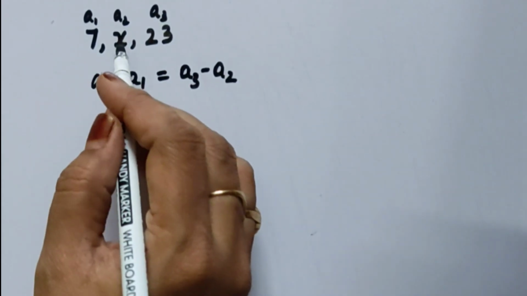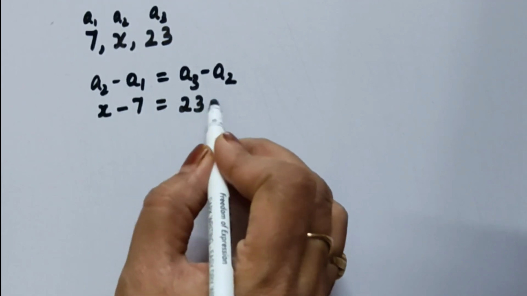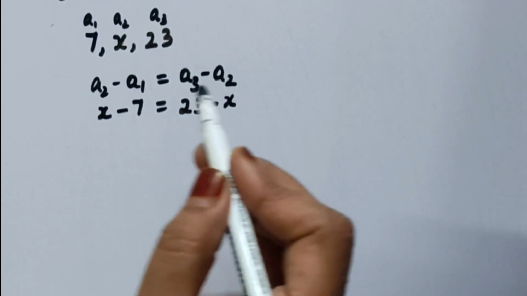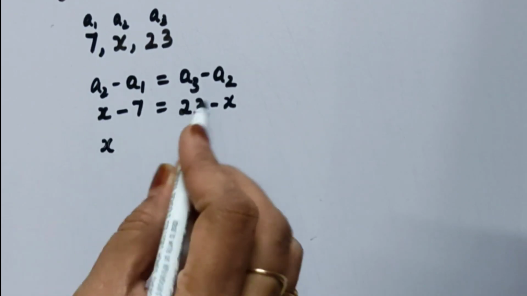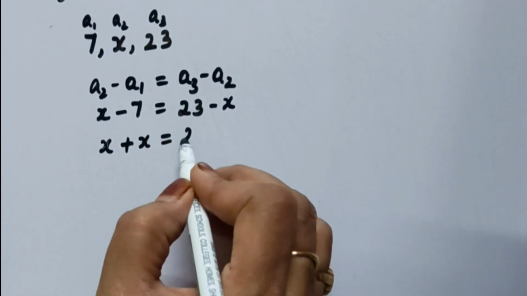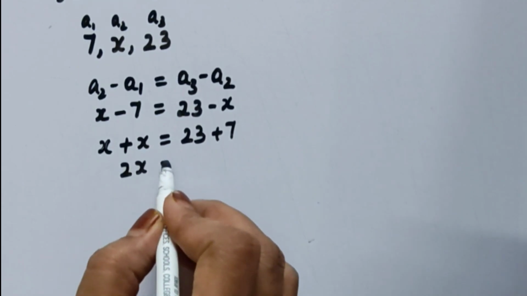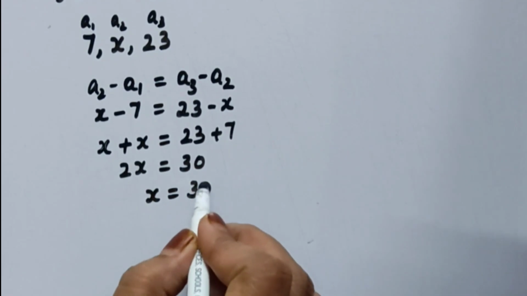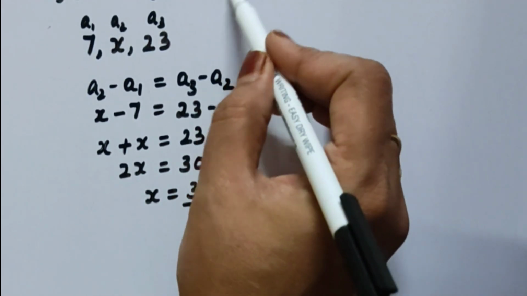Okay. Now what is a2 here? x minus 7 equals a3, which is 23, minus a2, which will be x. a2 is nothing but the second term. Okay. Now we will arrange the x terms to the left hand side. We have already got x here. We'll take x this side. It becomes plus x equals, after equals we have got 23 plus 7. So 2x equals, when we add these both, we get 30. That is x equals 30 by 2. When we divide this, we get 15. So C option is correct, students.